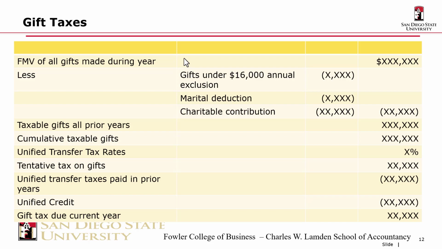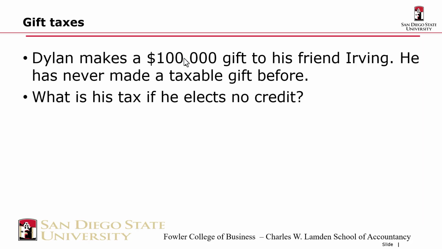So then I could deduct the credit equivalent to that deduction, and that would give me the gift taxes I actually owe. Okay, so Dylan makes a $100,000 gift to his friend Irving. He's never made any taxable gifts in the past. If he chooses not to elect to apply any unified credit, what is his tax?